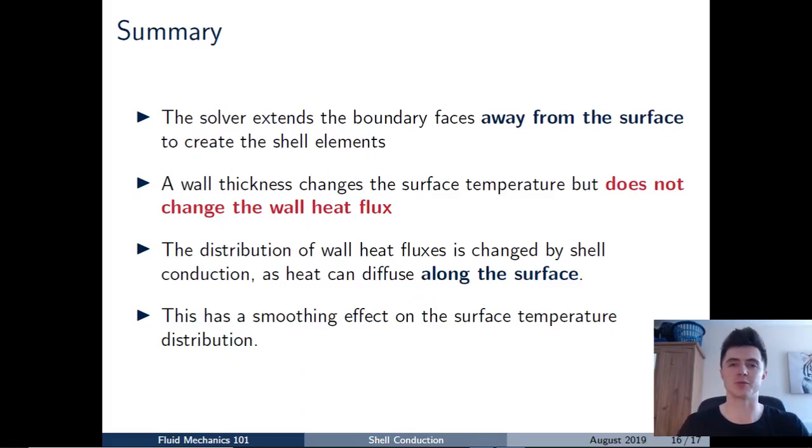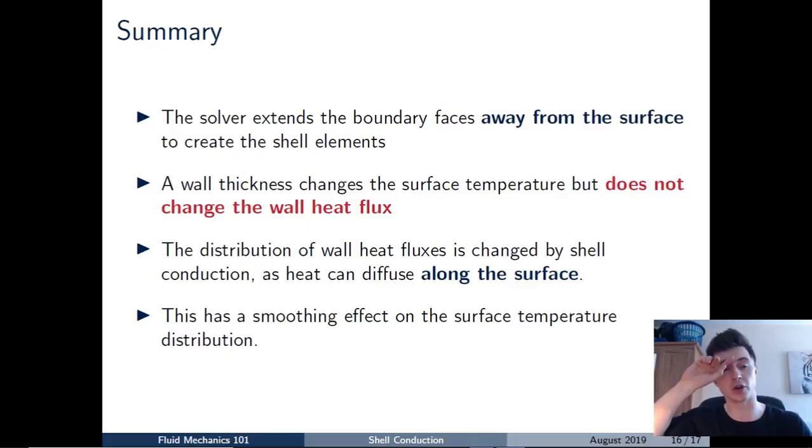So just to wrap things up in what's been quite a complicated talk with some key points for you to take away and remember. The first point to note is that when turning on wall thicknesses or shell conduction, the CFD solver grows shell elements away from the surface of the wall into the fluid to create these shell elements. Then, if we choose to turn on wall thickness, it will change the surface temperature of the wall that's in contact with the fluid, but will not change the heat flux at all, because the heat flux cannot transfer outside the sides of those wall thickness elements and can only travel normal to the surface.